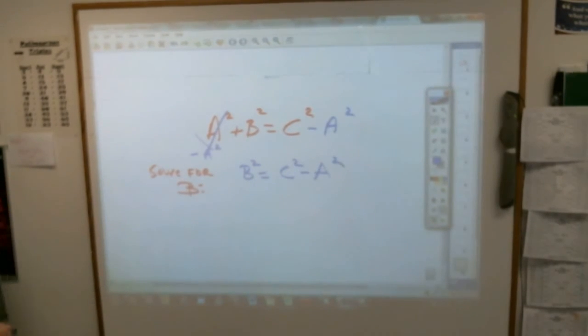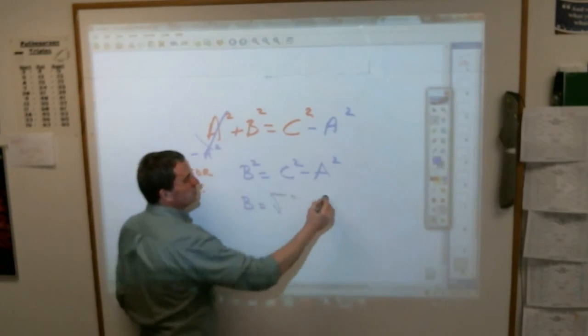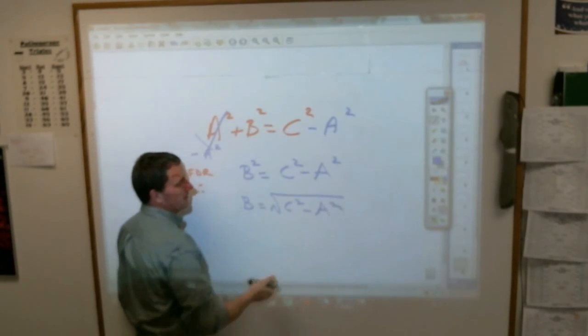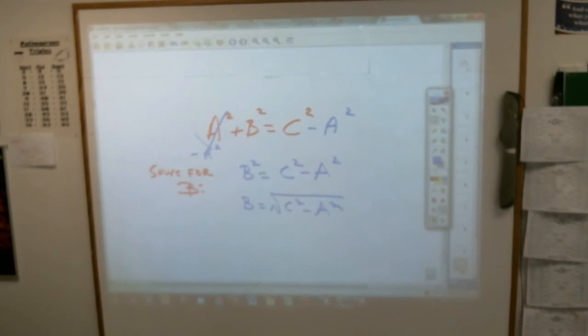I still haven't solved it for b, but you can kind of go back to what we just did. Guess what b is? Madison Williams. Exactly. B equals the square root of c squared minus a squared. We don't see that very often. But that is exactly what it is. Kids are not too bad at that.